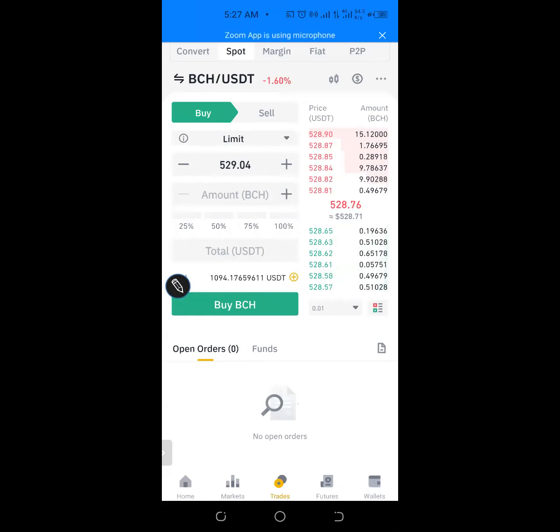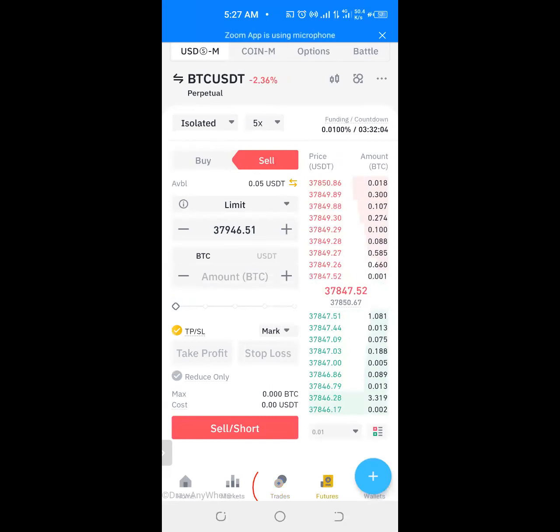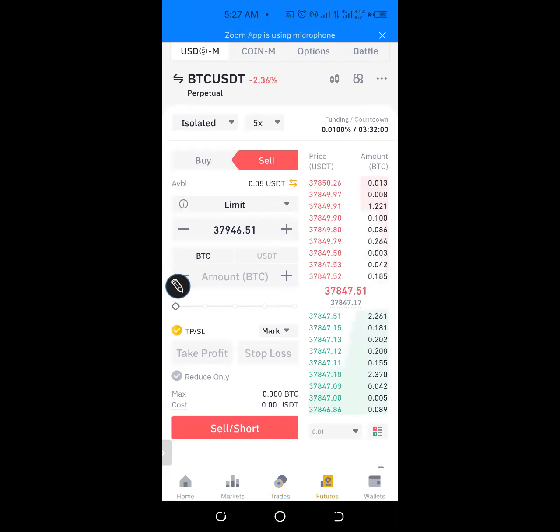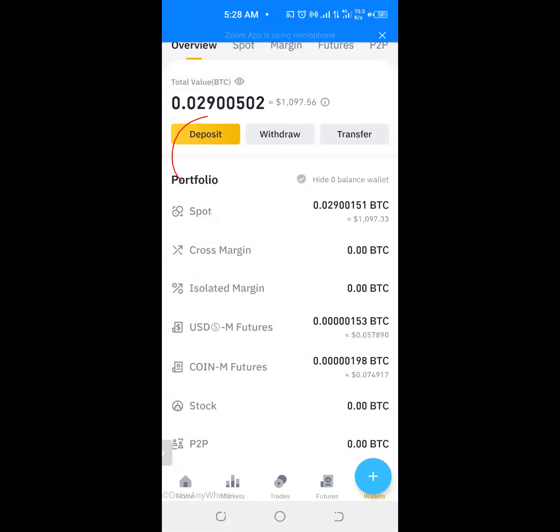We also have the futures trade window. The first trade window is for spot, and the second one is for futures, and on futures we are going to exploit its characteristics. We also have our wallet where we do deposits. You can deposit a coin here, you can withdraw, and you can transfer.